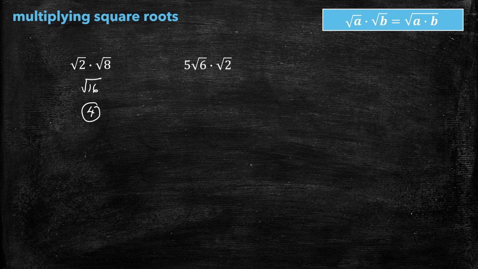So now 5 rad 6 times rad 2. Let's use this property. We can write that as 5 rad 12. Now that's not your final answer. You have to be able to recognize when a radical can be simplified. So 12, remember, is rad 4 times rad 3. Or rad 4 is 2, so 5 times 2 times rad 3, and the answer is 10 rad 3.